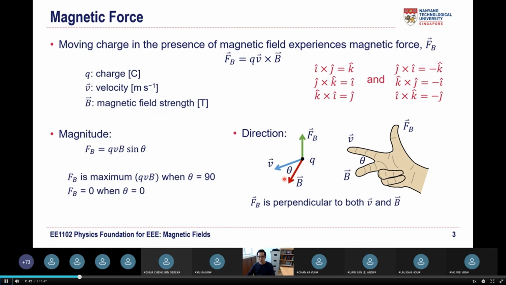And to find the direction of the cross product, you can use your right-hand rule, so I've drawn it here. You put your index finger in the direction of the first vector in the cross product, your middle finger in the direction of the second vector, and your thumb will point in the direction of the result of the cross product.